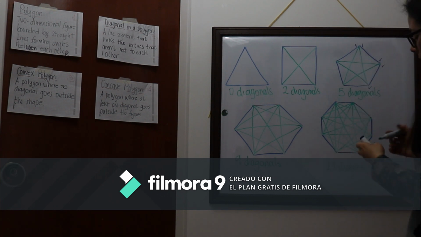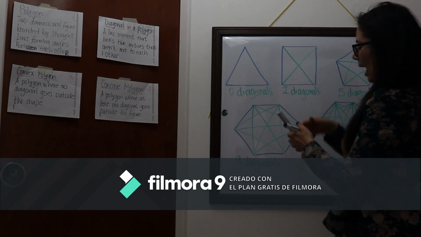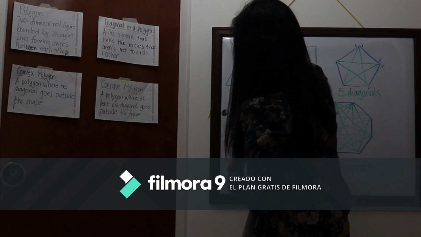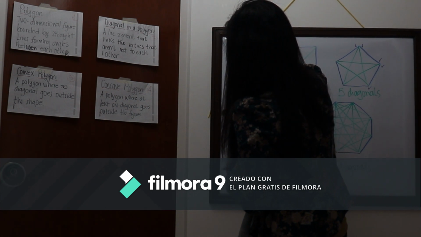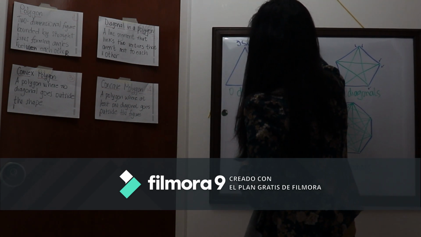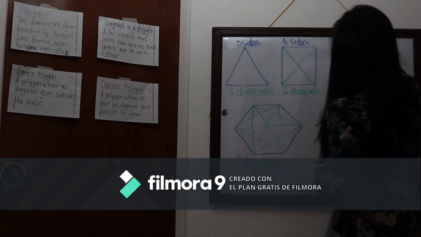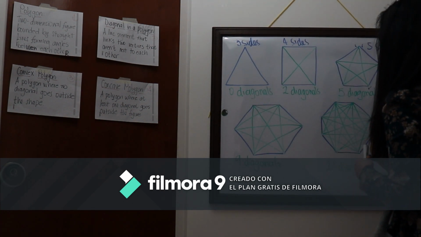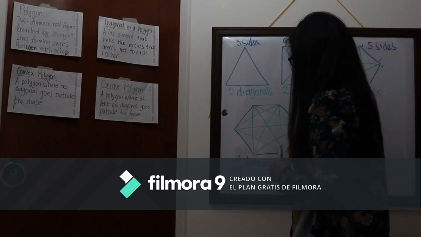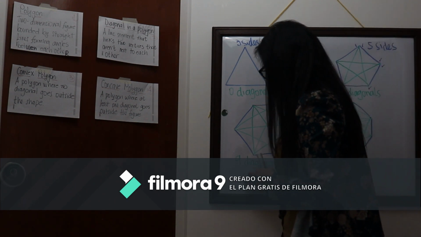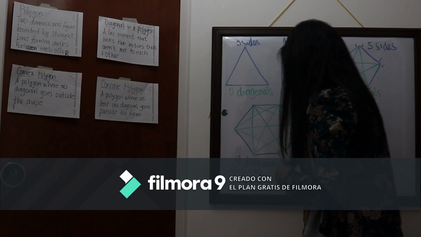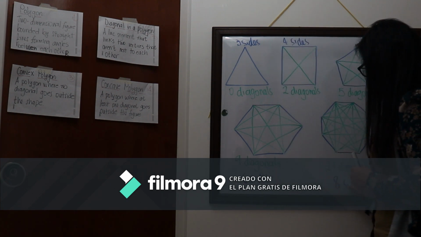Okay? Now if you think about it, I do know I have 3 sides here. I have 4 sides here. I have 5 sides here. I have 6 sides. I'm gonna write it down here. Yeah, and I have 8 sides down here.